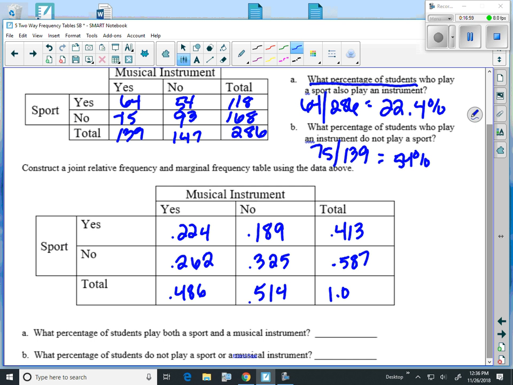Okay, let's stay focused. Take a look at my numbers. Do we agree? Do we have the same numbers? Yes. If you put them as percents, that's fine.